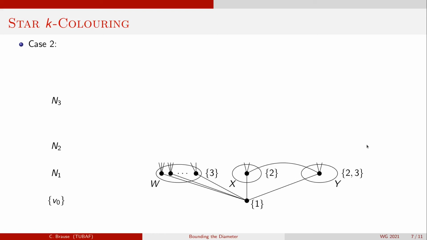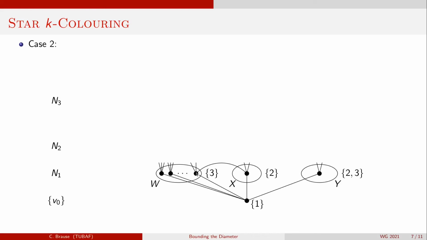But if there's an edge, for example, between a vertex in X and a vertex in Y, then we easily see that we can remove color 2 from the vertex in Y and shift this vertex to W. In other words, we can update the sets W and X in such a way that if there's an edge between 2 neighbors of V0, then one end vertex is in W and one end vertex is in X.